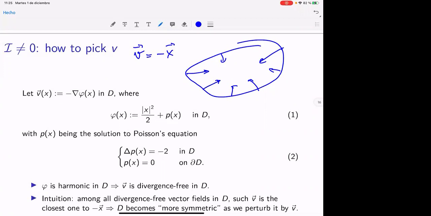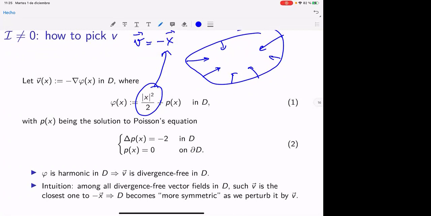And this is actually what we do. So we take phi to be, this is the part coming from the minus X part, and then some correction that I'm going to call P, and I'm going to take V to be minus the gradient of phi. So now by choosing P to have Laplacian equal to minus two, then phi is harmonic, and therefore V is going to be divergence free. So this is actually another way of writing down the projection of minus X onto the space of divergence free vector fields. Okay, so this is the actual V that I'm going to choose. And let's see how I looks for this particular choice of V.